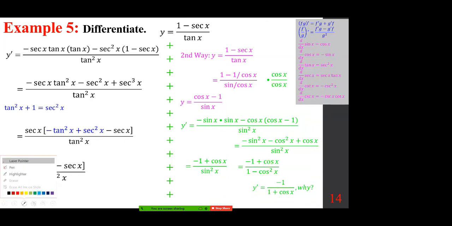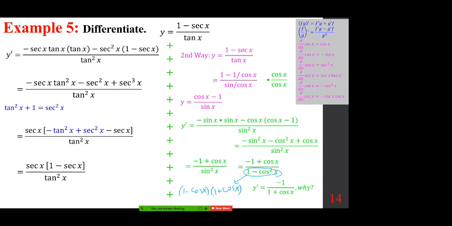Let me just write this. This can be written as 1 minus cosine x over 1 plus cosine x. And when you drop the 1 minus cosine x from the bottom, the top changes to negative 1. That's why, okay? Again, do you have to do it this way? Not necessarily, but I wanted you to be exposed to that also.